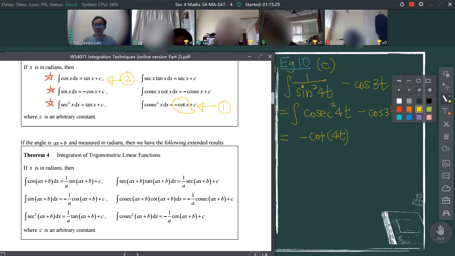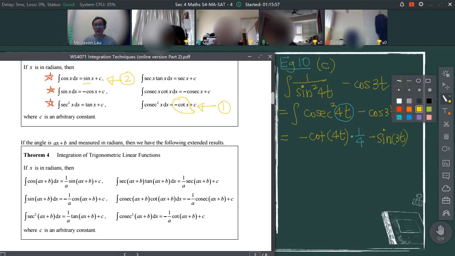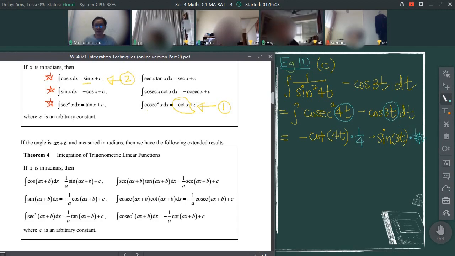Then before you go to the next term, you take a look at the angle is not the simple angle. So you need to do a chain rule. Differentiate 4t is 4. So you reverse, reciprocate. Then do the same for cosine. Cosine integrate is sine. So you get the trigo term sorted out first. Then again, the angle is not simple. So we differentiate the angle is 3. So it's 1/3. Then you get plus C. Get it?